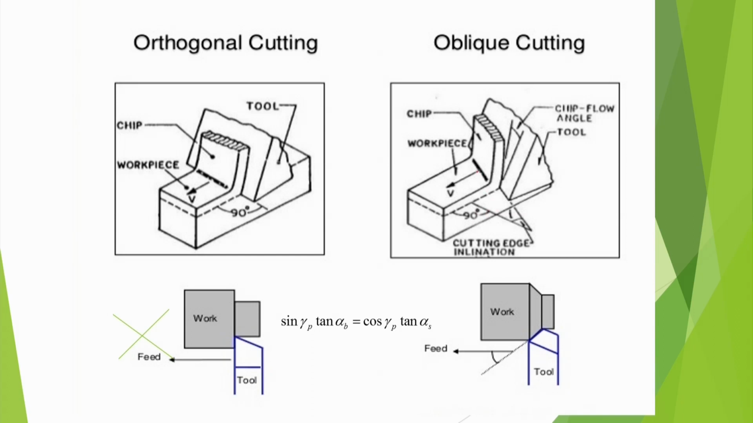So the velocity vector is making an angle, actually from here. This is this one, and the chip is flowing like this. So I draw it here. Suppose the normal to the cutting edge is this line, but the chip is flowing like this; that is the chip flow angle. Many books, and sometimes people, define it like this also.